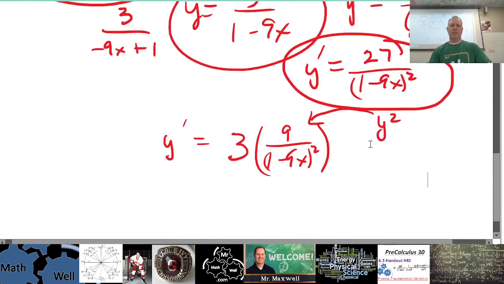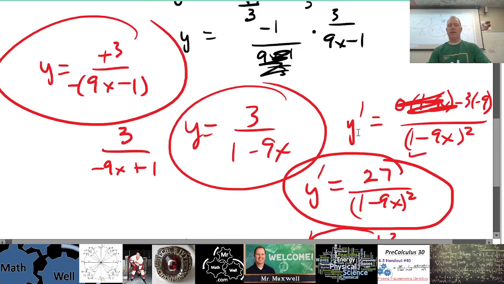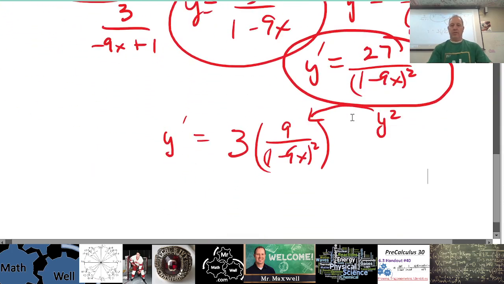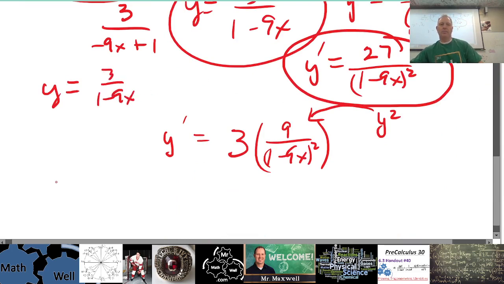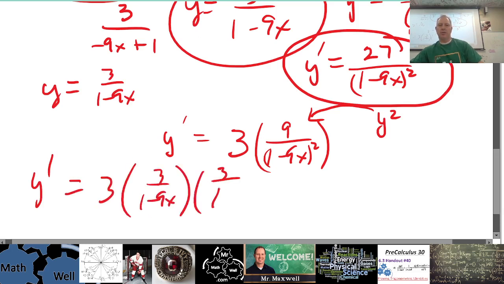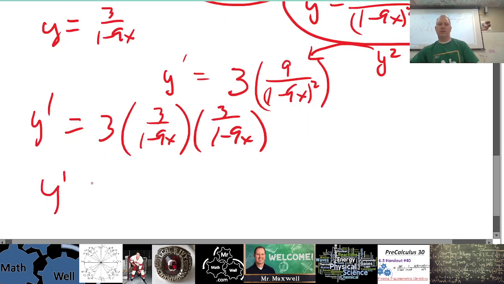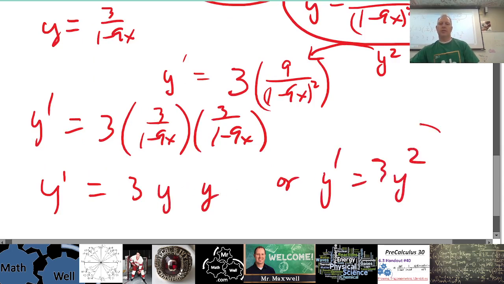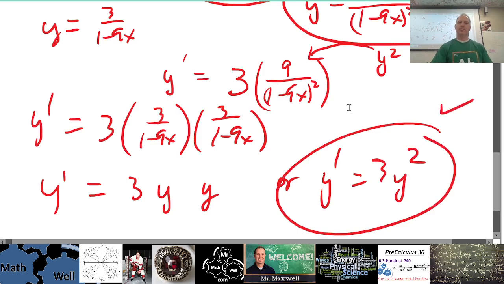So where did the rest of that go? Oh, it disappeared on me again. So y, remember, is 3 over 1 minus 9x, right? So y prime is 3 times 3 over 1 minus 9x times 3 over 1 minus 9x, which is the same as 3 times y times y, or y prime is 3y squared. So it does check out.